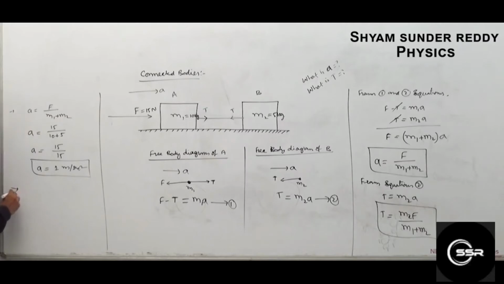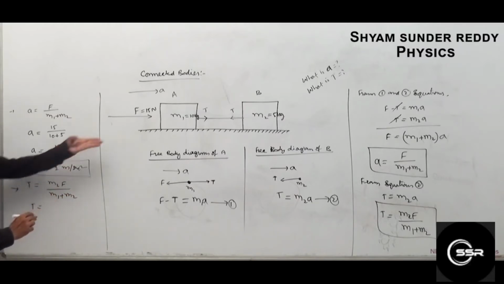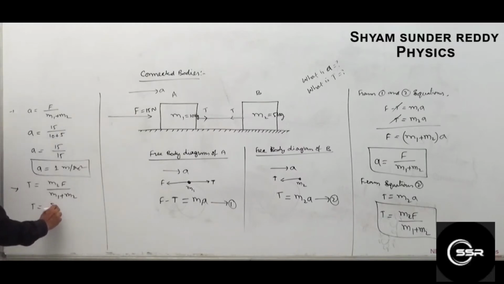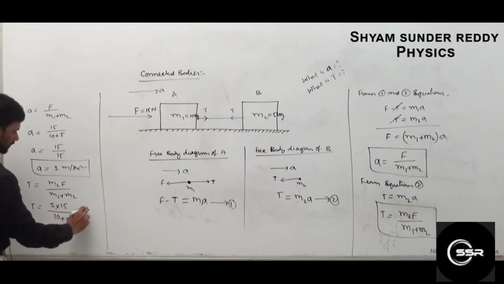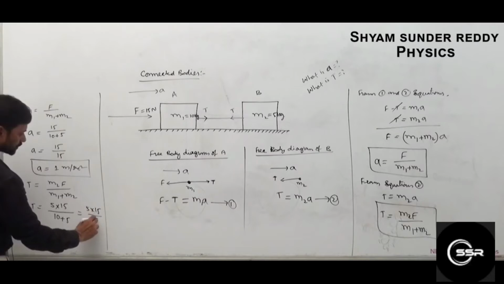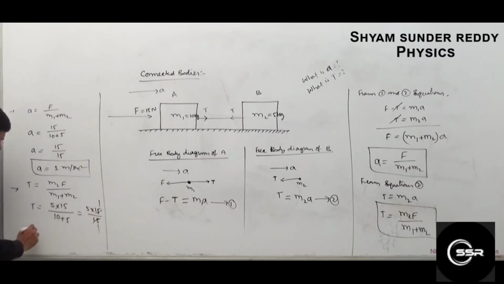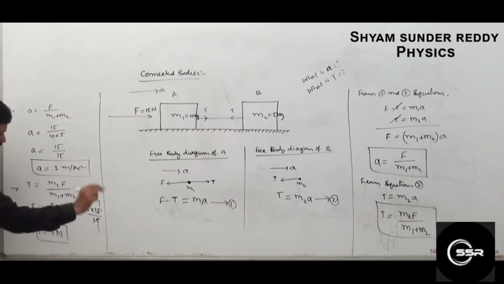Similarly, the tension formula, what do we have? T is equal to m2F by m1 plus m2. So T is equal to m2 which is 5, and F is 15, divided by 10 plus 5. 10 plus 5 is equal to what can we get? 5 into 15 by 15. So therefore tension T is equal to 5 newtons.